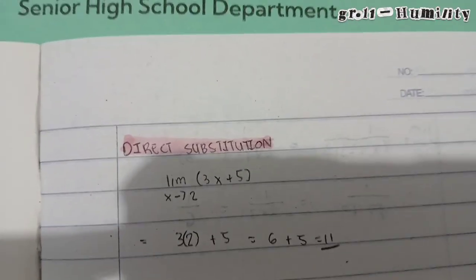Hi, today we'll be discussing evaluating limits algebraically. There are three methods of it: direct substitution, factoring, and conjugation, and I'll explain briefly so you can understand. The first one is direct substitution.